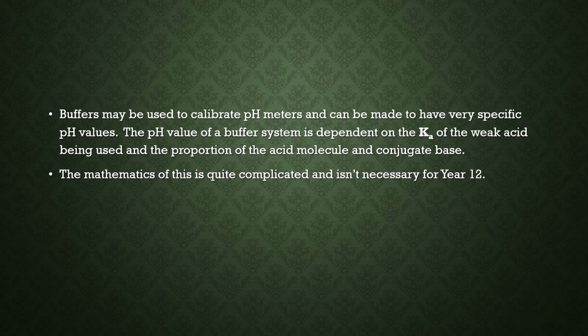Buffers are also used to calibrate pH meters, because as you dip the pH meter in and out of different solutions, we want to make sure that that pH stays the same. So buffers are used for that. The pH value of a buffer system is really dependent on the Ka of the weak acid being used and the proportion of the acid molecule and conjugate base. The mathematics of all this is really quite complicated, and we could deal with it as an extension, but we'll come back to that later.